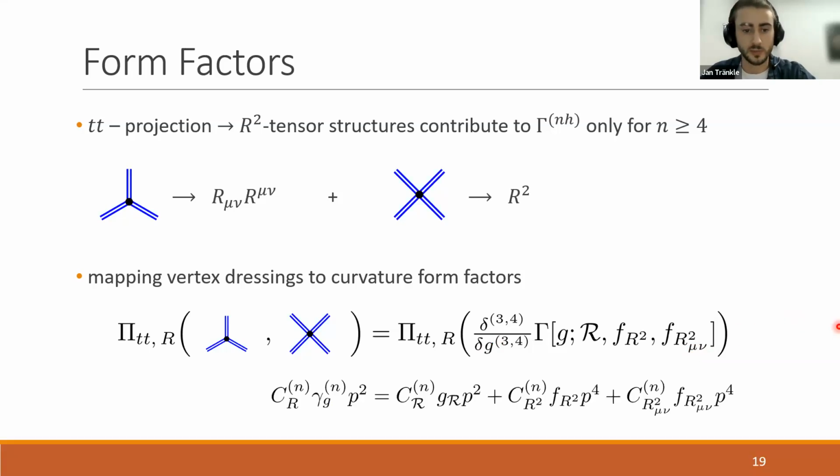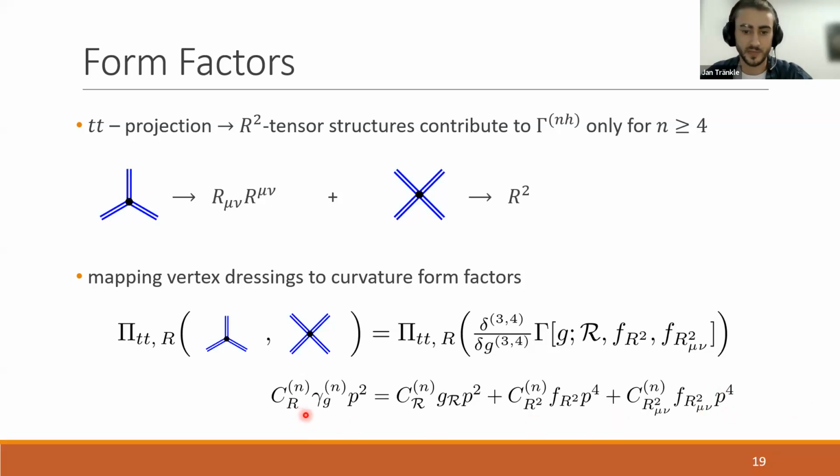And written a bit more explicitly, this is what this equation looks like. So we have these constants C appearing here from the projection scheme. These are just numbers. And then here on the left, we have these momentum-dependent couplings, gamma G for the 3 and 4-point function, with a p² coming from the Einstein-Hilbert term. And then on the right, we have the same structure with the constants, the couplings or the form factor terms, and the corresponding momentum dependence from the curvature terms in the curvature expansion.